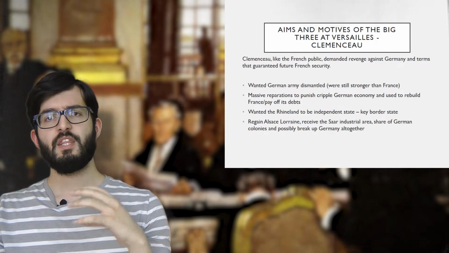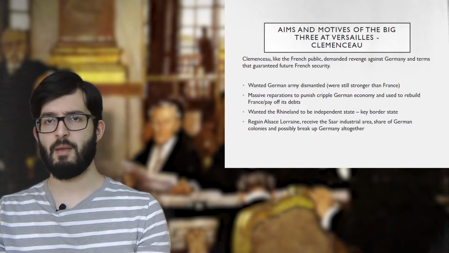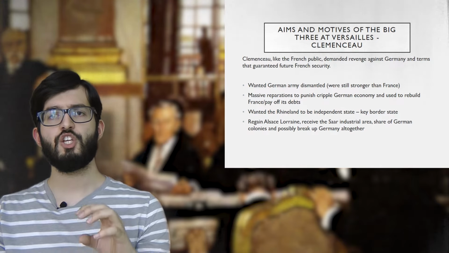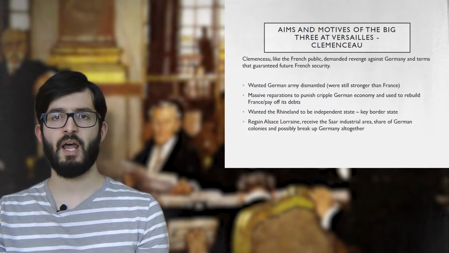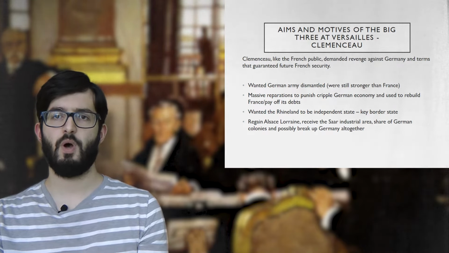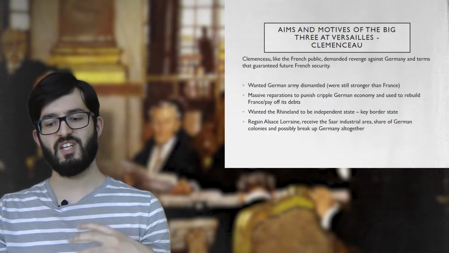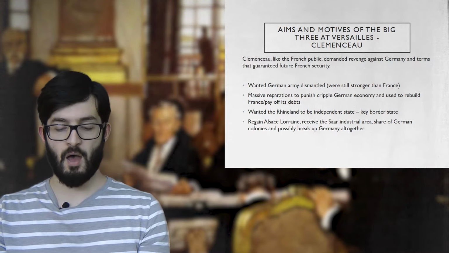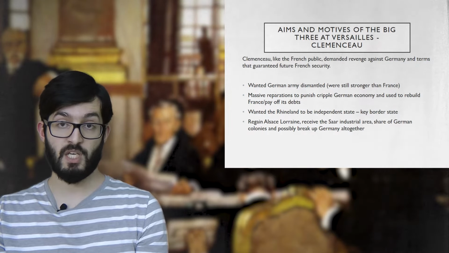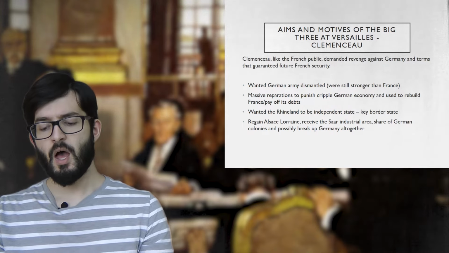So first of all, the French want the German army to be completely dismantled. Bearing in mind that after the First World War, Germany, despite having lost to France on the one hand, is actually in a militarily stronger position than the French were, because the French have suffered significant losses, but the Germans surrender before their army can be totally wiped out. And so they still retain a significant fighting force.